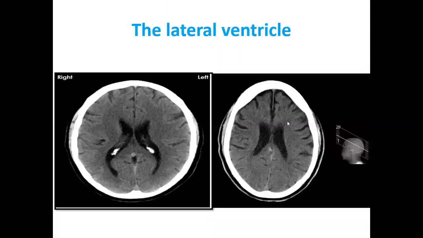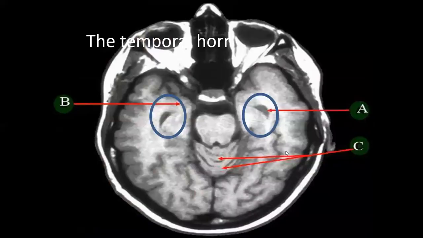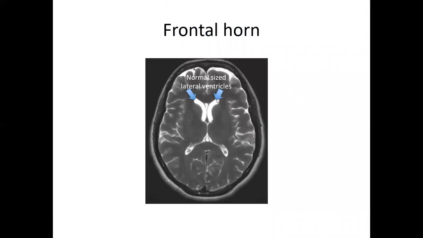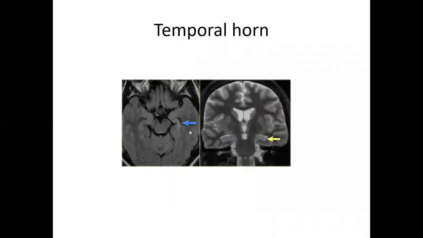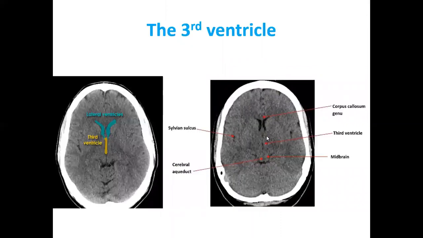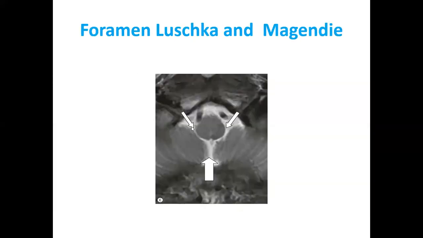So, these are the lateral ventricles. This is from the corpus callosum, this is the frontal horn, this is the occipital horn. This is the temporal horn, this is the frontal horn, occipital horn, temporal horn, you can see here. This is the third ventricle, narrowest part. This is the fourth ventricle, this is the roof, this is the floor. This is the foramen of Luschka laterally and foramen of Magendie medially.